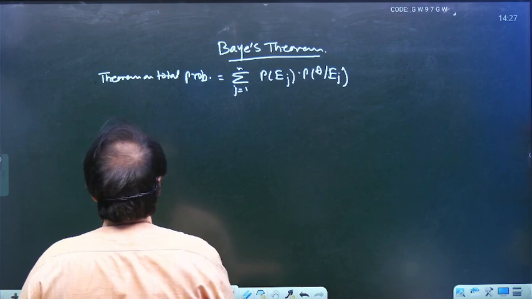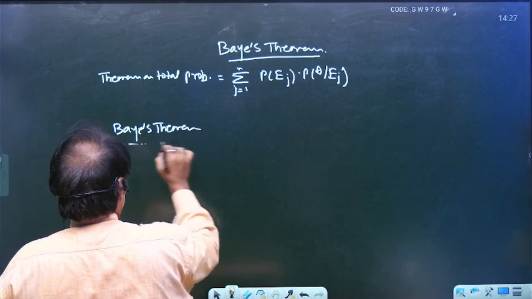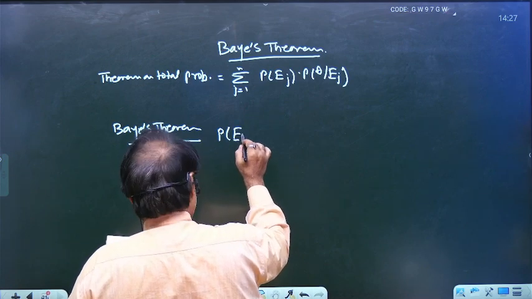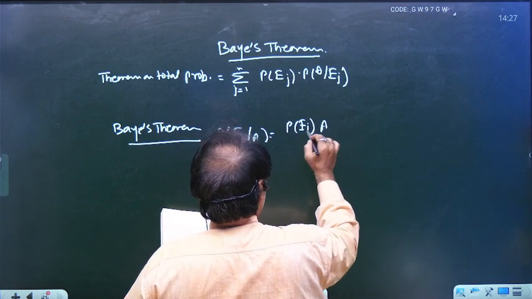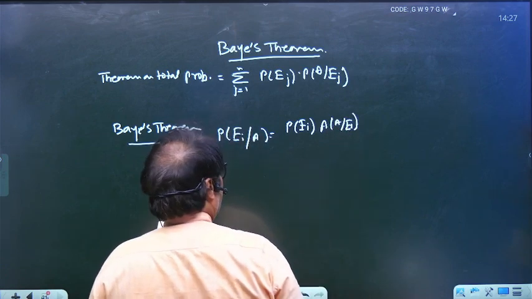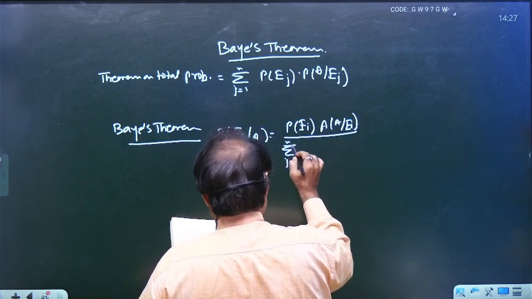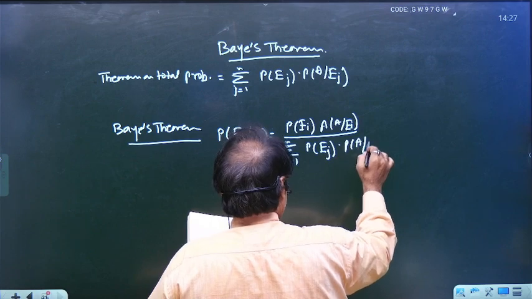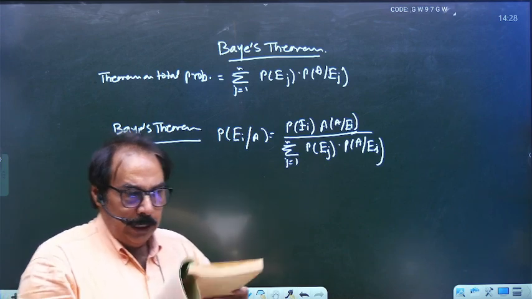And the Bayes theorem says, according to the Bayes theorem, probability of E i upon A is equal to probability of E i into probability of A upon E i, divided by summation j equals 1 to n of probability of E j into probability of A by E j. Right? This is the Bayes theorem.